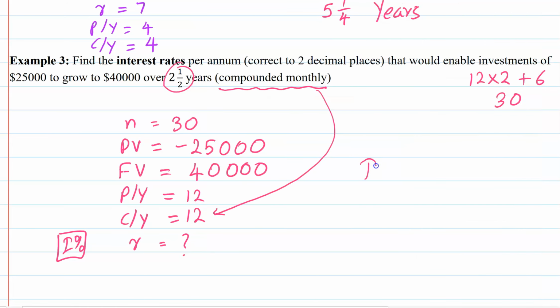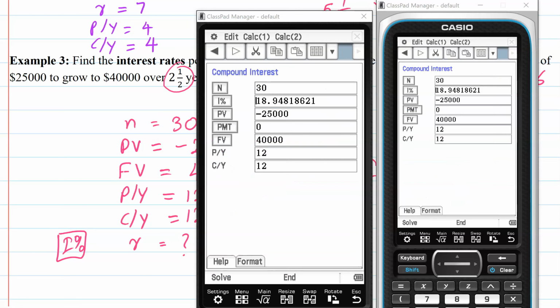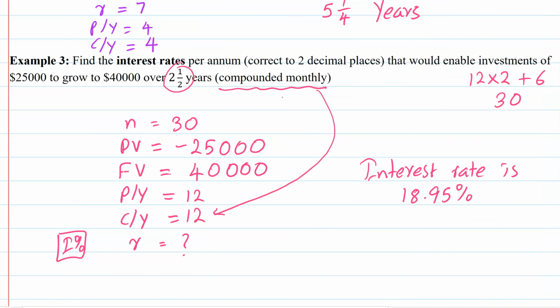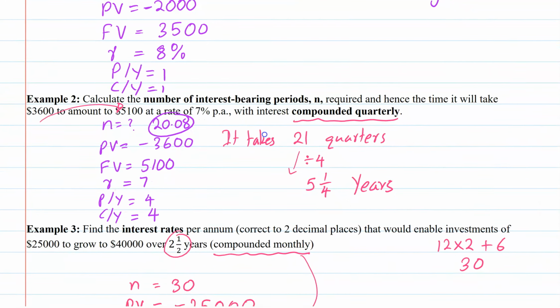Therefore, interest rate 18.95%. This is per annum, the value that you get per annum. Do you remember that? When we put the values for the interest, we put per annum. So the value that I get here, 18.95, is per annum. Therefore, that's my answer. And we have done 3 examples, including both calculating interest rate and the N, the number of bearing periods. Hope you got that through.